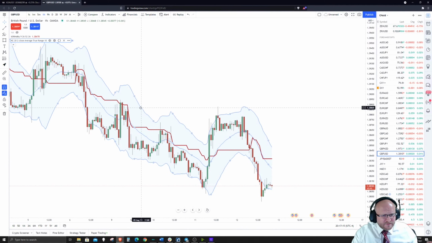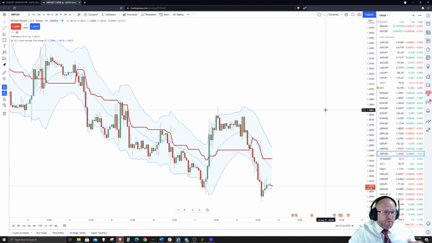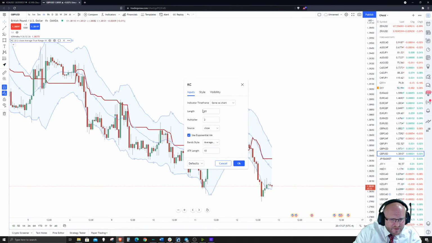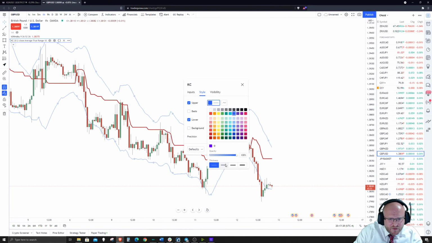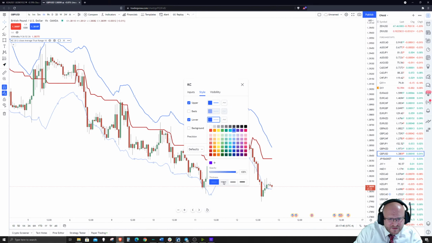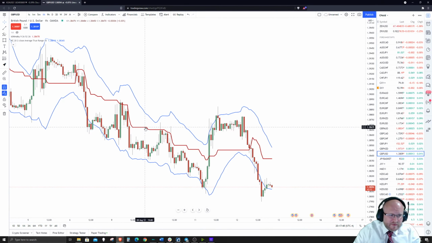So you want the Keltner channels, a 20-period average, and change the multiplier from 1 to 2. Okay, and so the point of this is do this as well. You don't have to do this, but I would. Go to Style and uncheck the basis and uncheck the background. You can make the upper and lower bands a little thicker if that makes it easier to see. You can color them red, or you can change the Kijun-sen to blue. Whatever works for you.